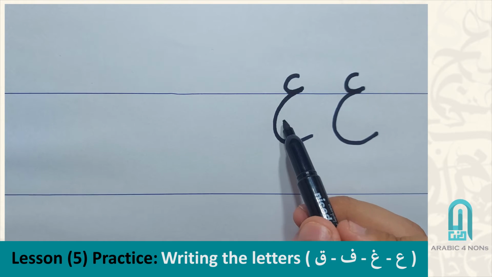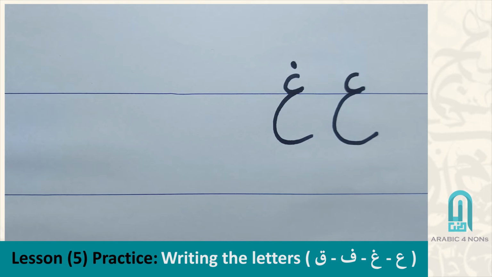Okay, and letter Ra has a single dot on top. Let's now look at the second group in this lesson.